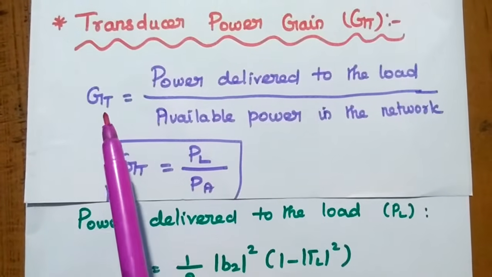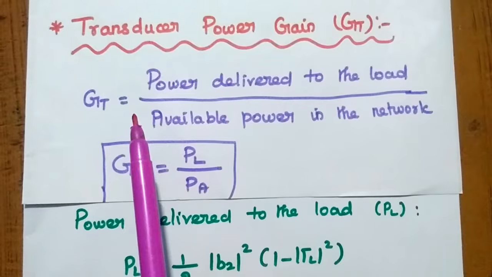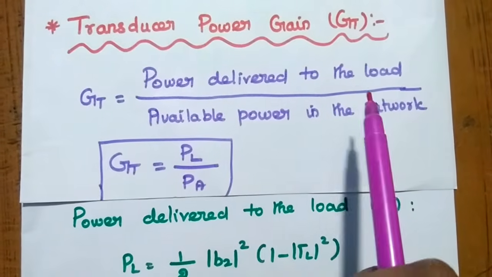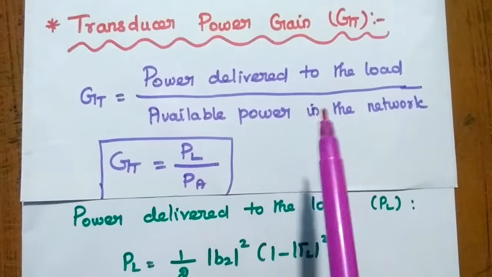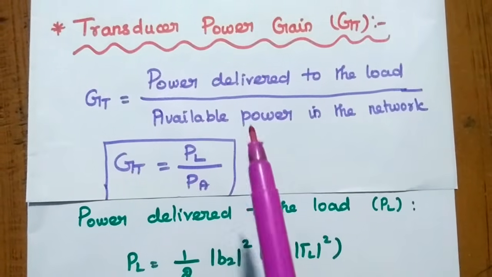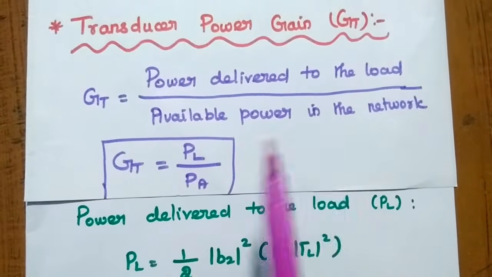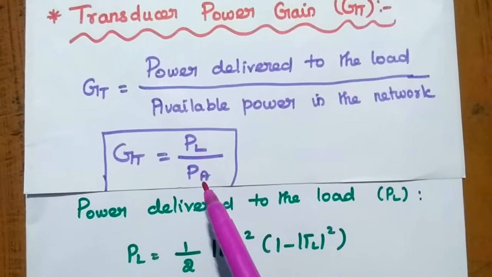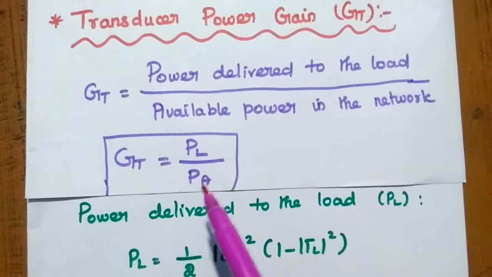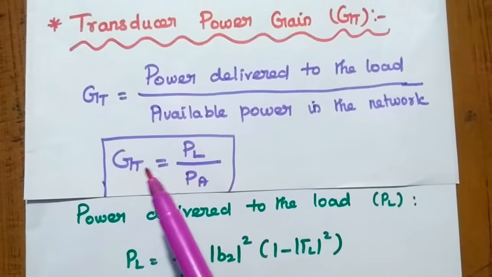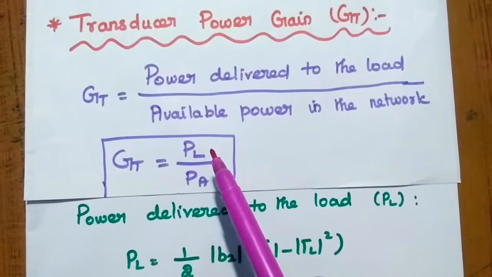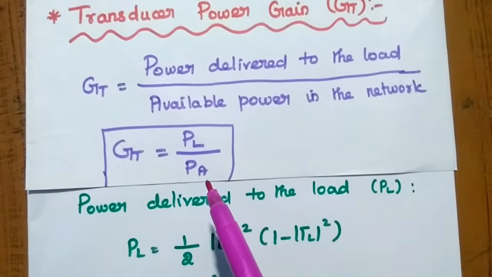So it is denoted as GT, which is equal to the ratio of power delivered to the load to the available power in the network, or in the amplifier. So GT is equal to load power to the available power. This is the definition: transducer power gain is equal to the ratio of load power to the available power.